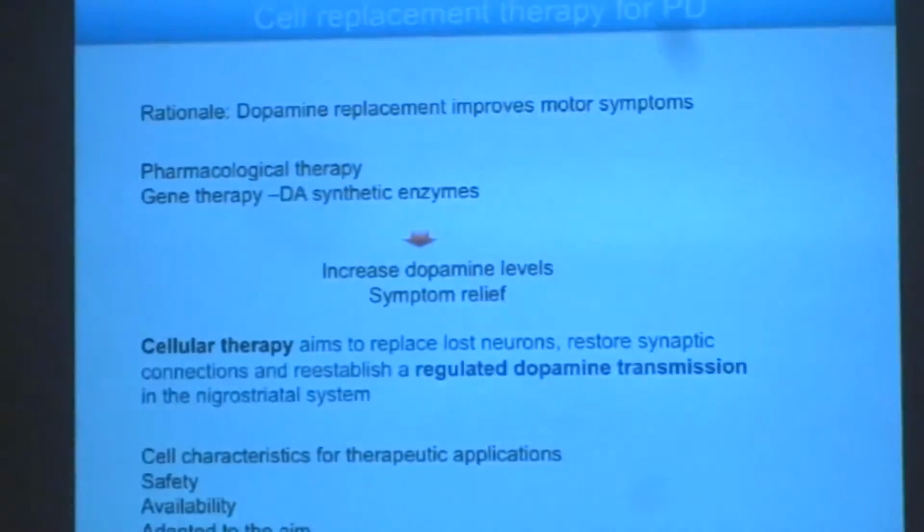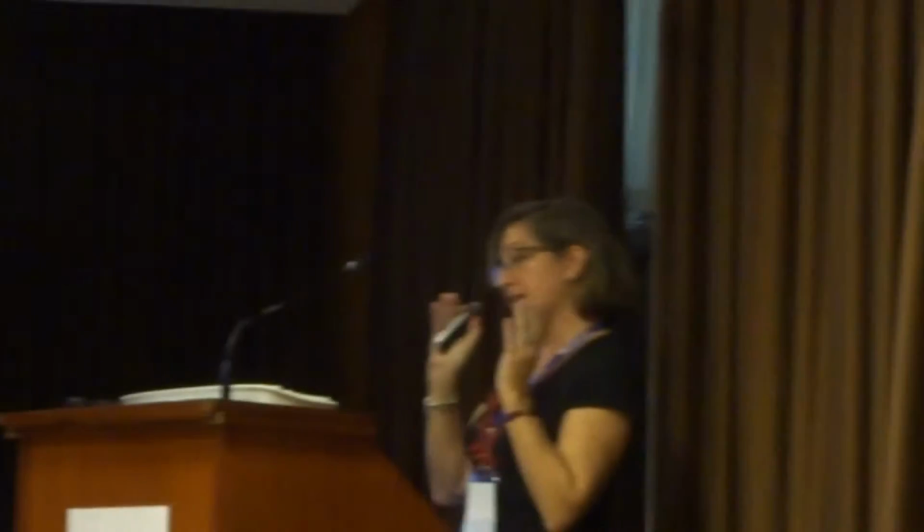Now, this is always causing a relief of the symptoms in the patient. So we know these symptoms are caused by the loss of dopamine. So why should we go and use cells to replace the dopamine? And the rationale is that we aim to replace the regulated dopamine transmission. And this we cannot do with a drug.